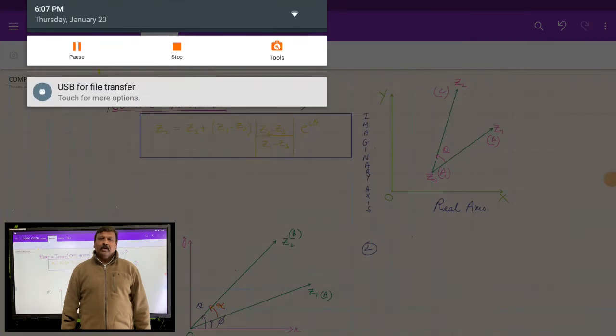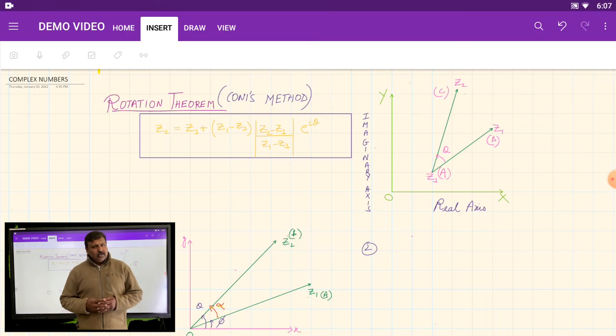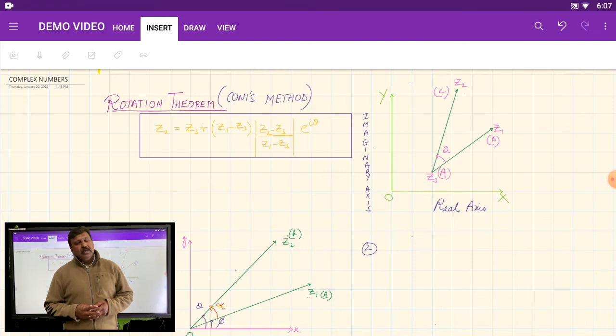Students, today we are going to learn about the complex numbers rotation theorem. It is Coni's method. Now, the prerequisite for this portion is your understanding of the modulus and argument form of complex numbers. Apart from it, you should have thorough knowledge of Z1 into Z2, what it leads to in terms of modulus and in terms of argument.